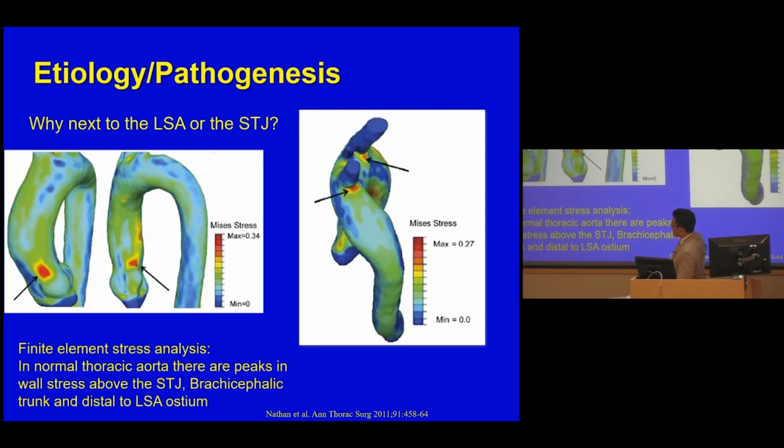At any rate, these researchers found that the highest shear stress in the aorta is at the sinotubular junction, as seen here, the brachiocephalic trunk, and the left subclavian, which is typically where you see these dissections occur.